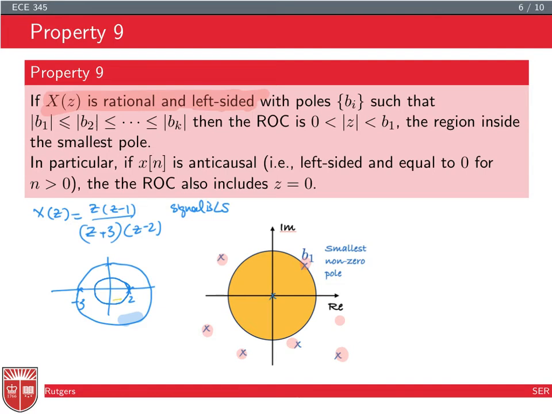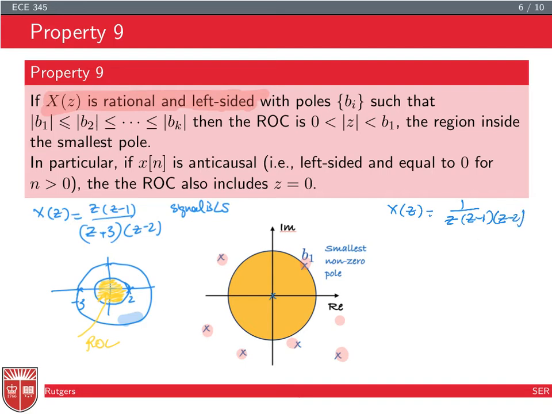So it's basically here. So it's going to be this part here. So this is the ROC here. Now let's take another example. So let's suppose X of z is 1 over z, z minus 1, z minus 2.